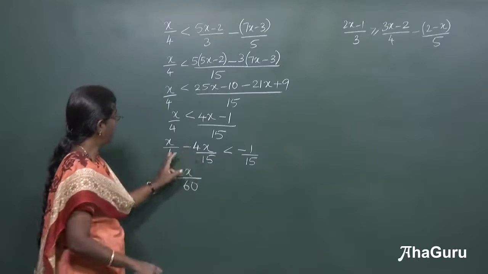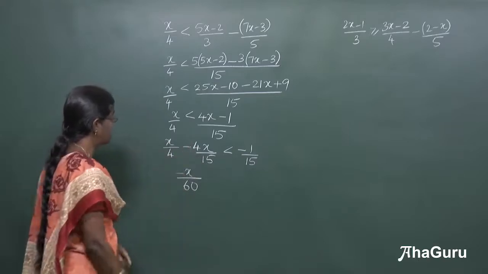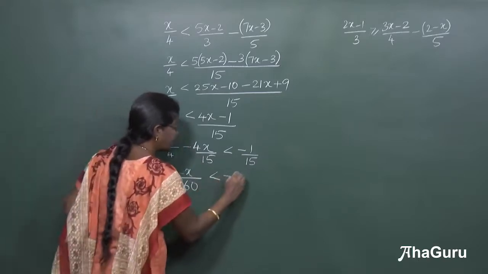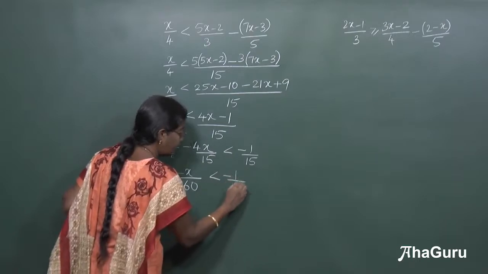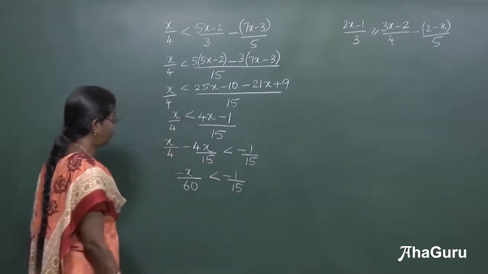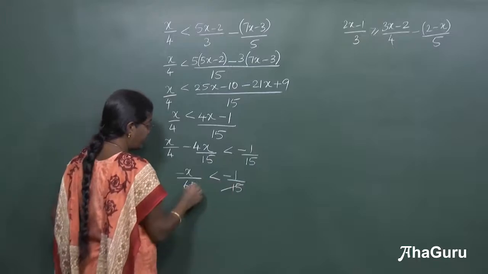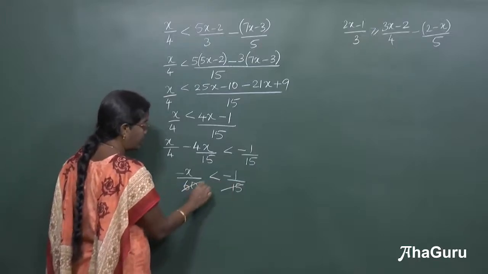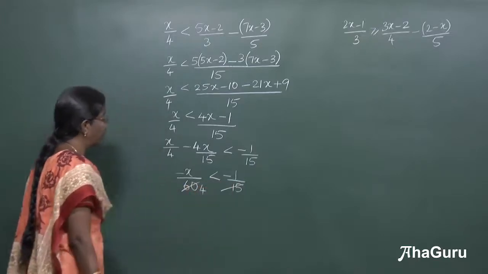It will be 15x minus 16x, or minus x by 60, which is less than minus 1 by 15. Now, divide both sides by 15. It is a positive constant, so the inequality does not get disturbed. This will become 4.